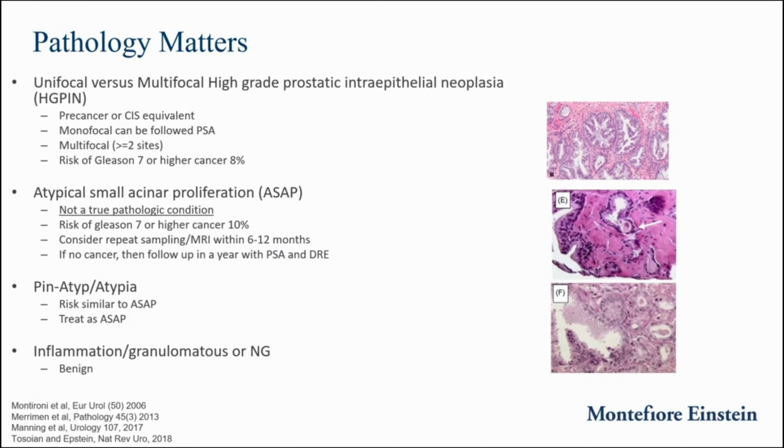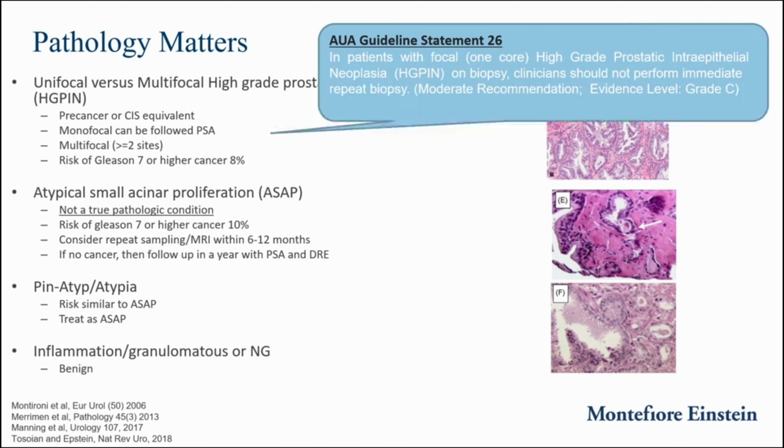Just a couple of pathology points, and then I'll be done here. Pathology, yeah, of course it matters. Unifocal versus multifocal high-grade PIN. So, high-grade PIN is considered a precancer or sort of a CIS equivalent. Monofocal, if it's one core only, you can follow that with a PSA. If it's multifocal, at least 2 sites, then you do need to consider having a closer follow-up for them. It doesn't mean cancer, it does not mean treatment, but perhaps have a lower threshold to follow up.